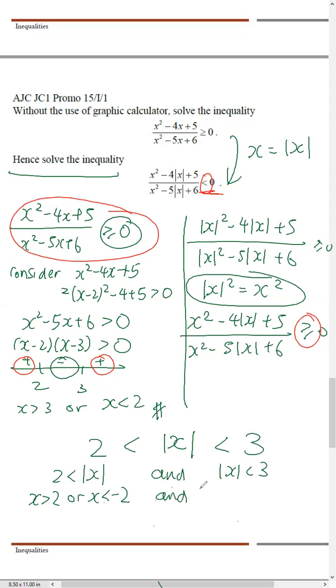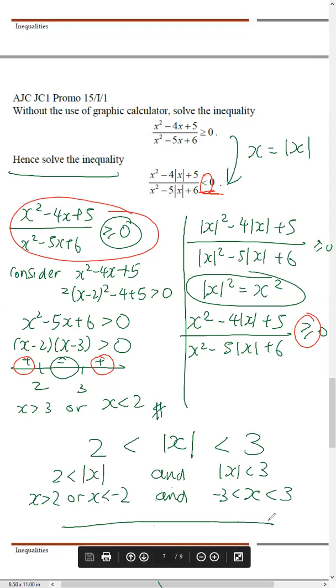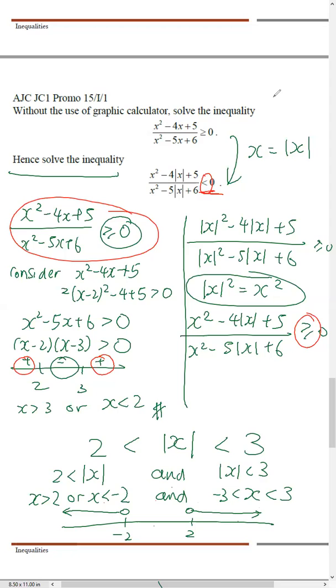And in this case, x will be between minus 3 and 3. So once again, I'm going to do the overlap. Draw the number line. For the first one, x will be more than 2 or less than minus 2. For the second one, x must be between minus 3 and 3.